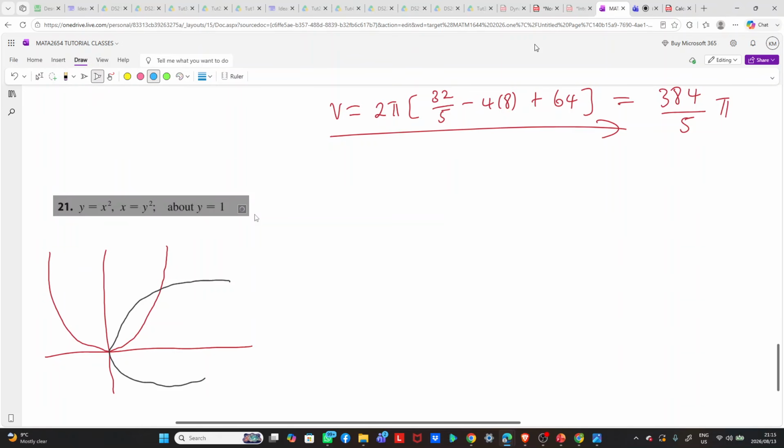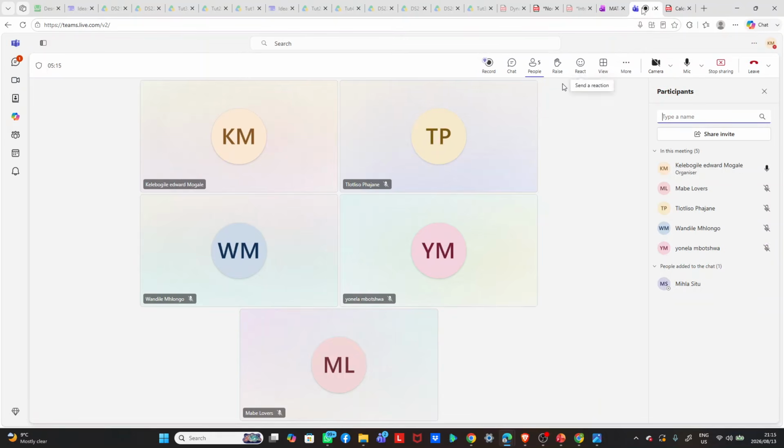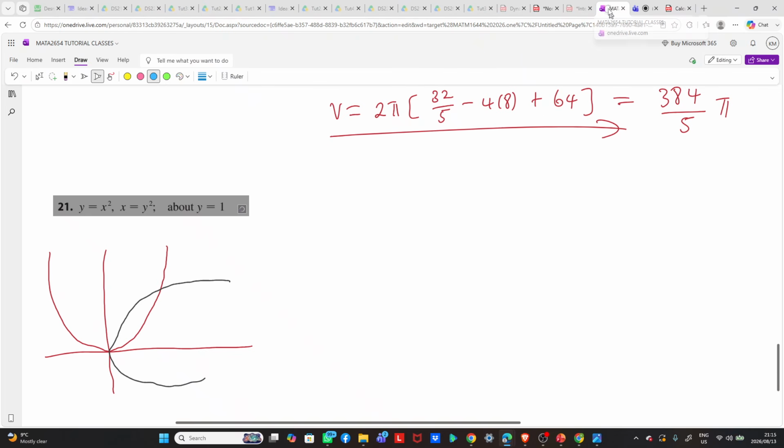Can you guys see the screen? Yes. Okay. So the region that we are at now is this one. Please accept that person for me into the meeting. Thank you. So this is the region that we are looking at, enclosed by the black and the red curve.